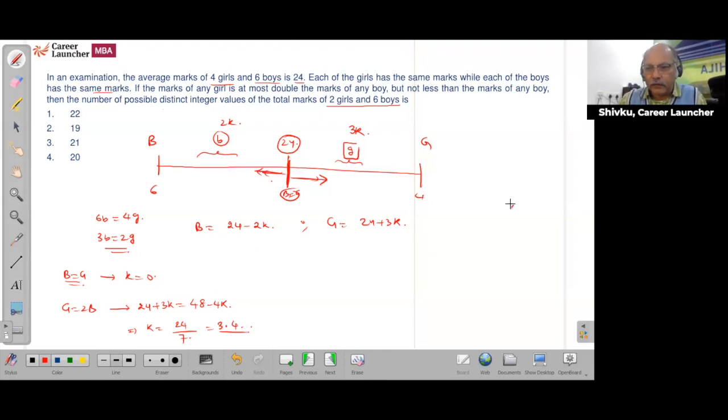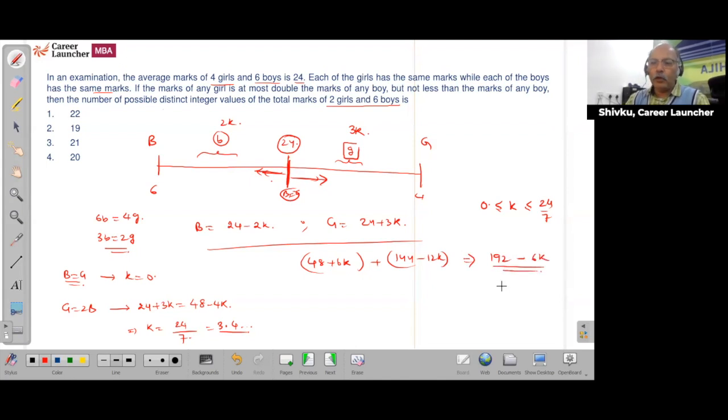So the value of K essentially lies between 24 by 7 and 0. And what are we looking for? We are looking for twice of G, that is 48 plus 6K, plus 6 boys, that is 144 minus 12K. So this adds up and gives me 192 minus 6K. So I'm looking at what are the possible values that K can take. I know that the value of K has to be an integer value, right? So the first value will be when K is equal to 0. The next value I can see is when it is 1 by 7.